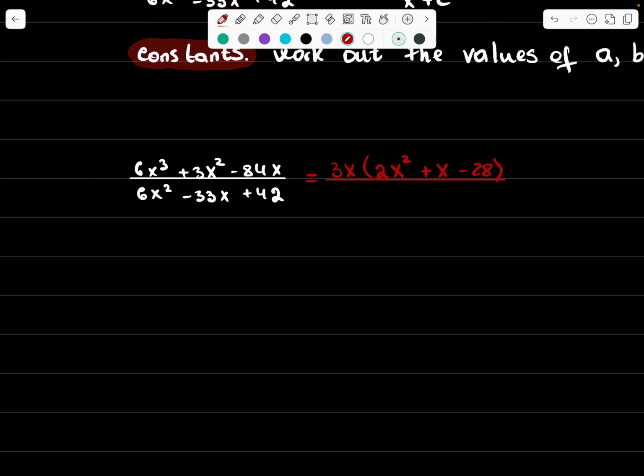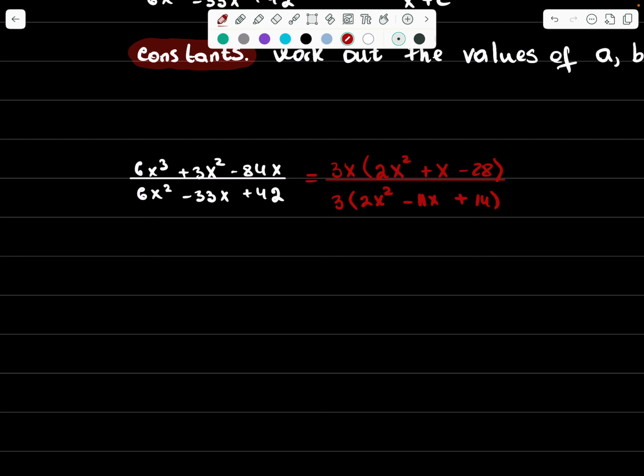You can double check this. I'm going to be double checking this, so always double check not to make a mistake. The same thing I'm going to do with the denominator, but in the denominator there is no common x, but 3 is the common factor for all terms. That gives us 2x squared minus 11x, and plus 42 divided by 3 gives us 14.